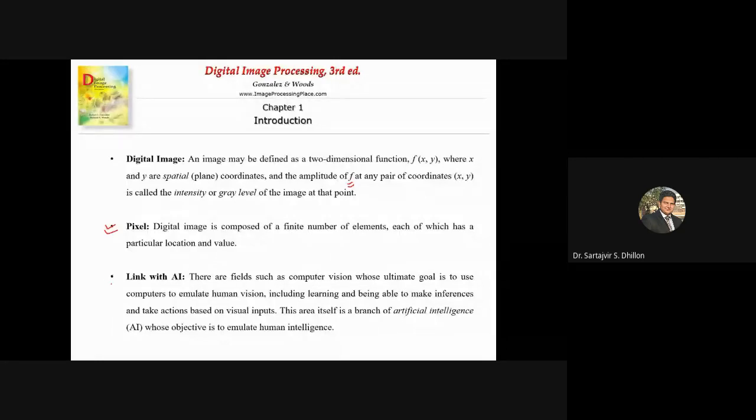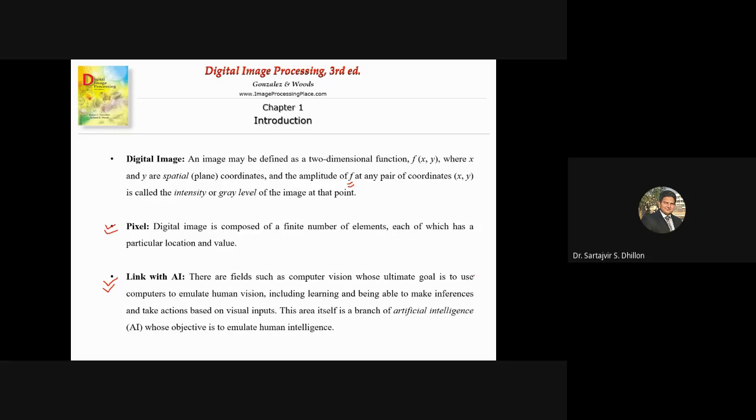Another important point is how we can link digital image processing with artificial intelligence. As we know, there are fields such as computer vision, whose ultimate goal is to use computers to emulate human vision, including learning and being able to make inferences and take action based on visual inputs. This area itself is a branch of artificial intelligence whose objective is to emulate human intelligence.